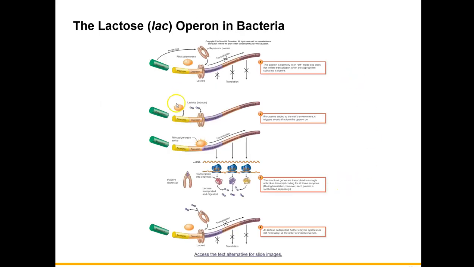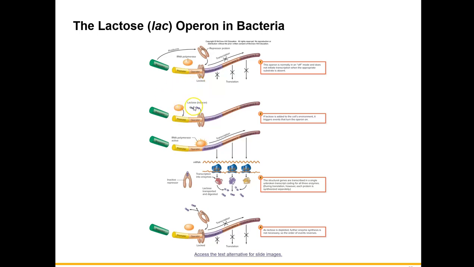So it looks something like this. You have a regulator that is going to affect the repressor, and you have a promoter and an operator. If the repressor is there, it's going to stop transcription. So it's normally off. You don't need those genes to break down lactose.